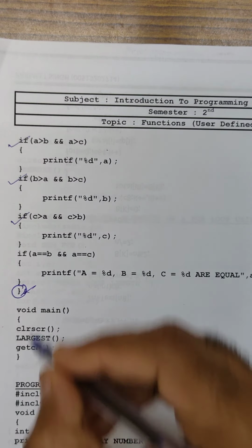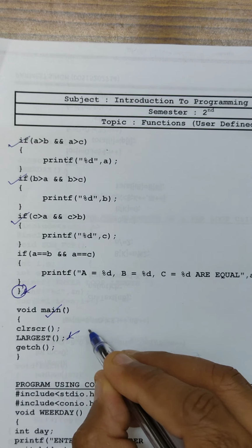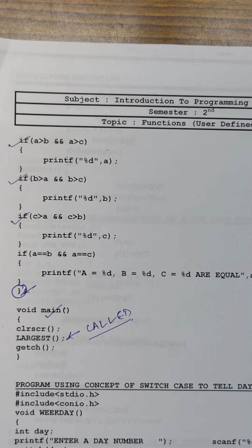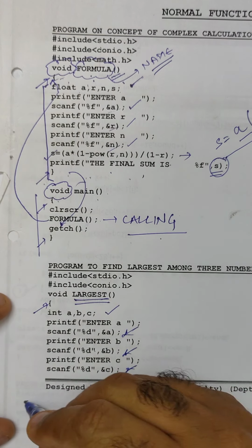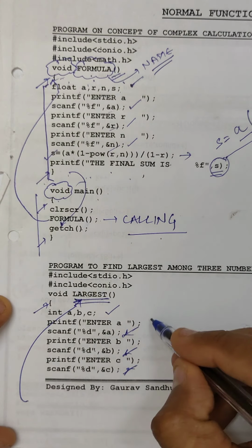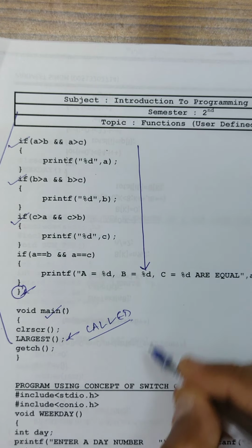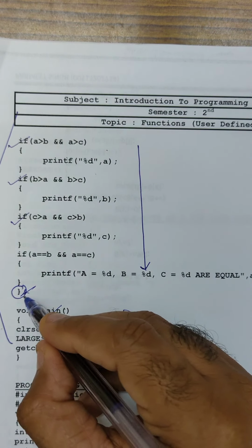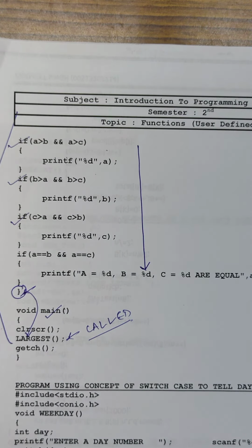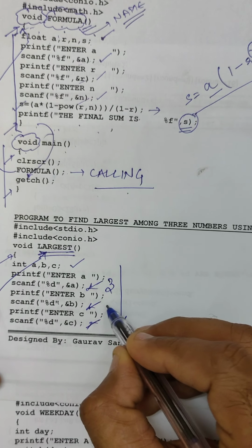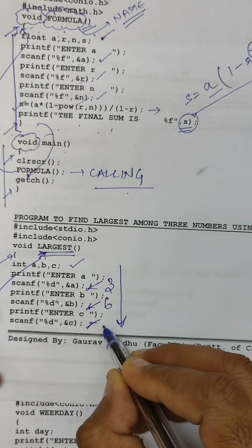After creating the function, I have created void main in the program, and then I have called the function largest. When I called the function largest, all the focus shifted to here. The execution of the function started. When the execution got over, all the focus shifted back to this statement. Let's go by an example. Let's take the value of A as 3, the value of B as 6, and the value of C as 4.